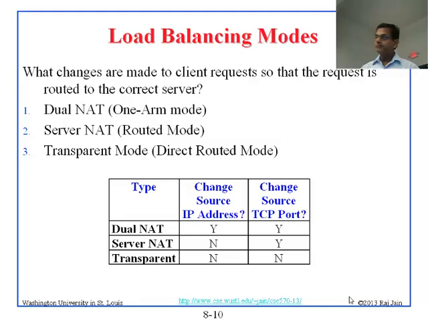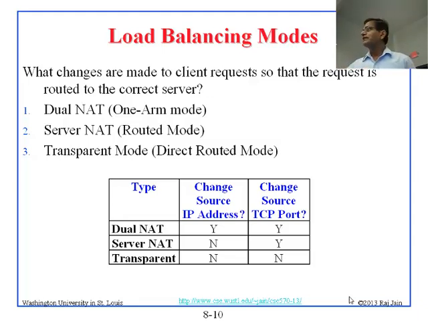A normal NAT does change both. It changes the IP address and the TCP port. Right? That's what the normal NAT does outside. So if you do both, that is called dual NAT. If you just change the port, that is called the server NAT. If you change none, that is called transparent. And that is the basic difference between the 3 modes. Yeah, one arm will come in a minute.